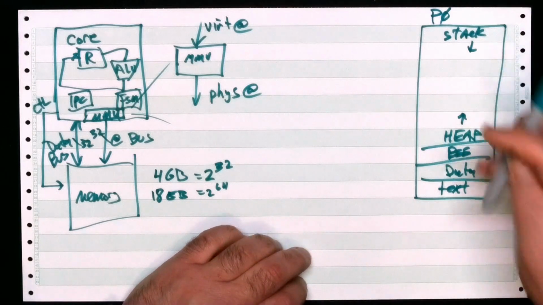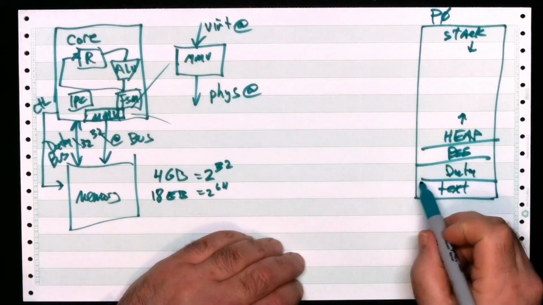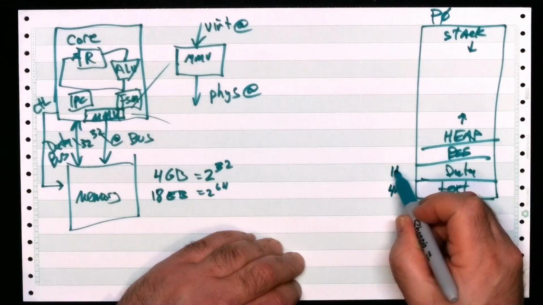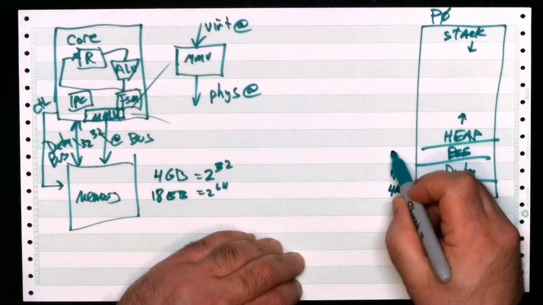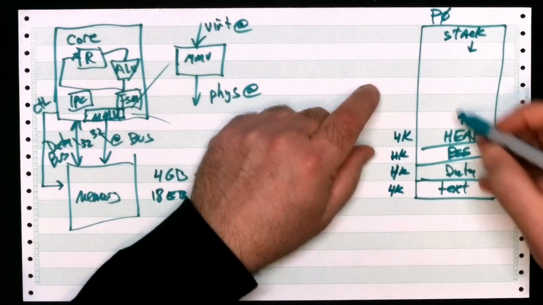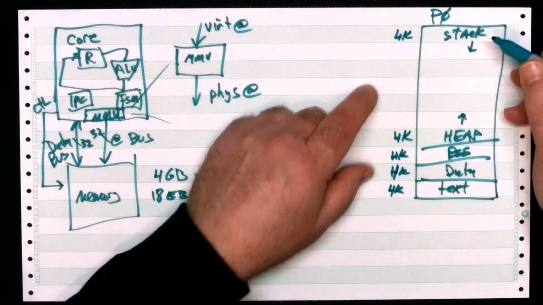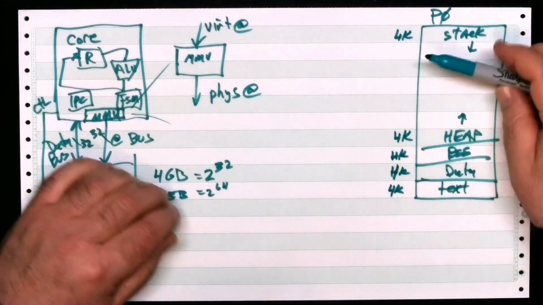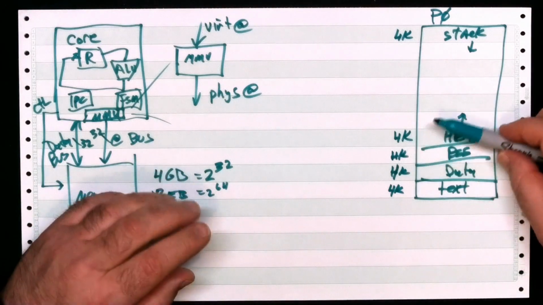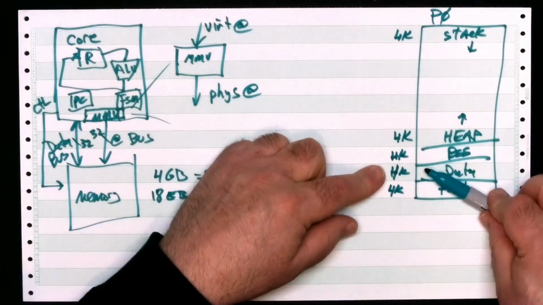Okay? Let's keep it simple. Let's say there's 4 kbytes for each one of these, at least when the program starts. And you'll see why in a minute. This will work out real easy for us, all right? As we move these to different sizes, everything gets more complicated. So let's just make each one of these 4K.